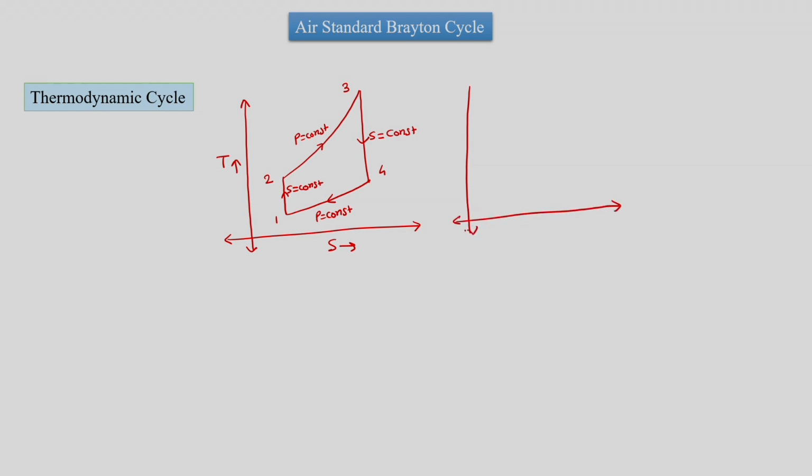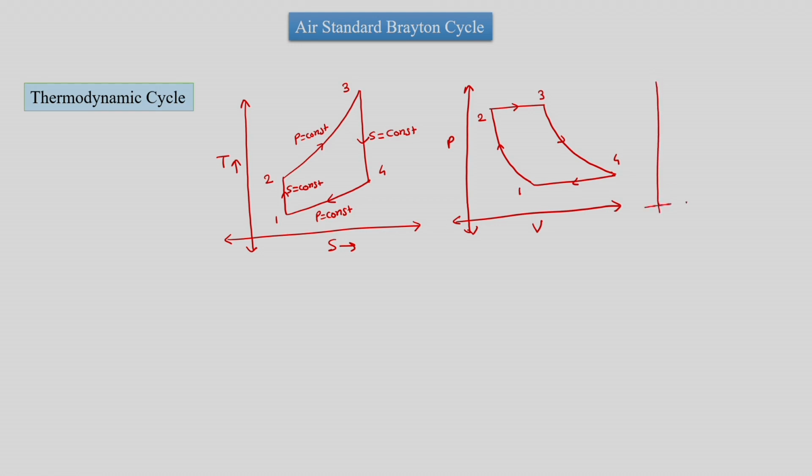Let us plot the PV diagram for the Brayton cycle. As per the PV diagram, process 1 to 2 is isentropic compression, process 2 to 3 is isobaric heat addition, process 3 to 4 is isentropic expansion, and process 4 to 1 is isobaric heat rejection. This is the PV diagram for the Brayton cycle.